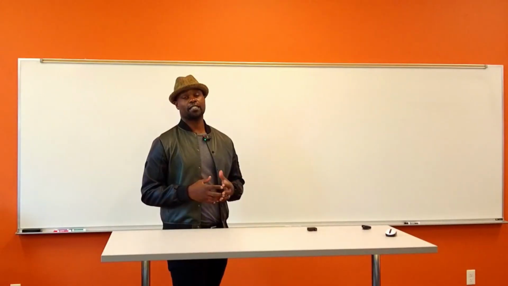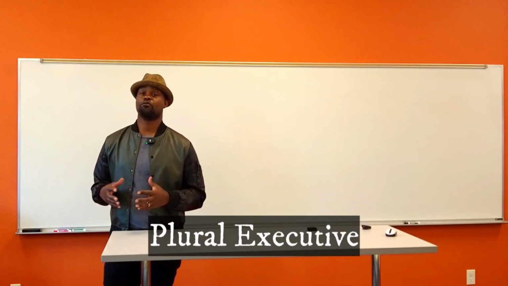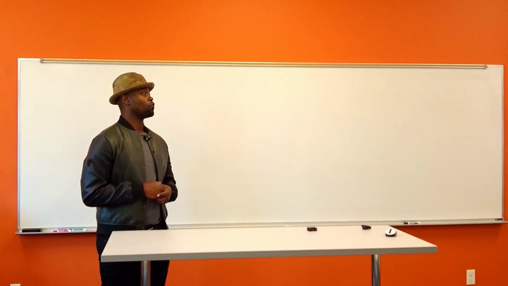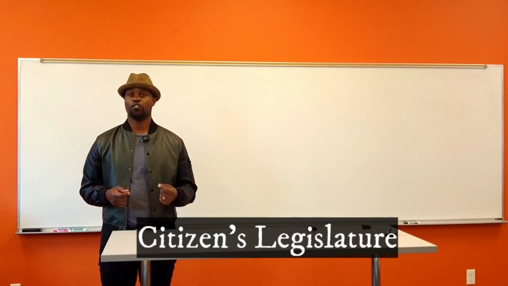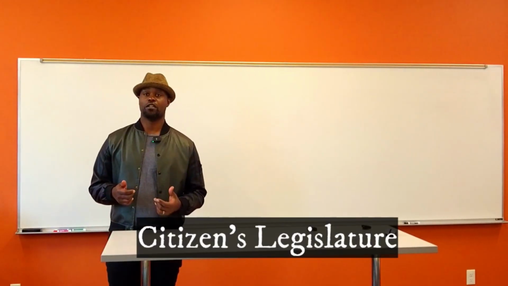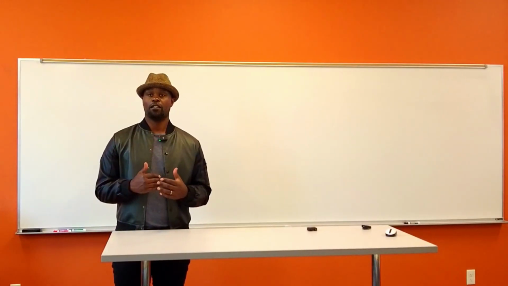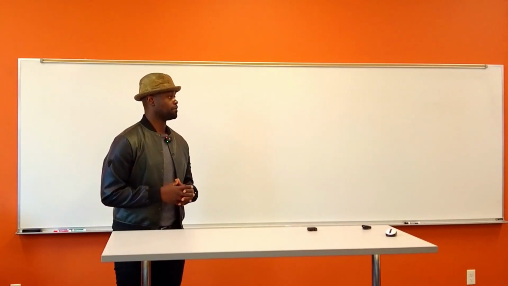We have a plural executive, which means that we have independent officers of the executive branch running for office, from the lieutenant governor to the attorney general. We have a citizens legislature. It means that instead of having a professionalized legislature that meets every year and is funded well, we have a legislature that is poorly funded, that meets once every 2 years.